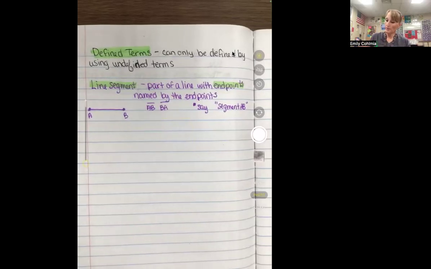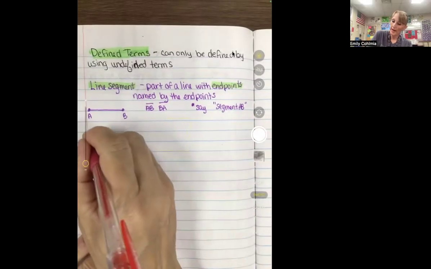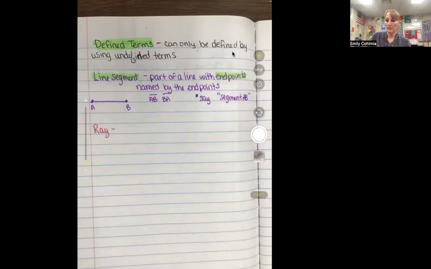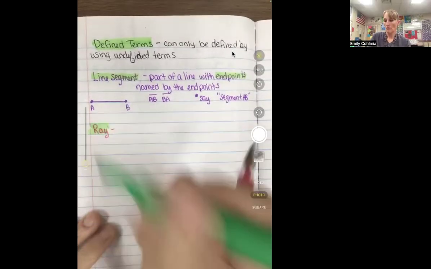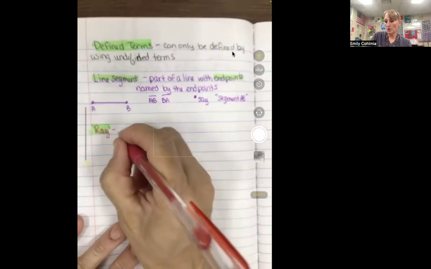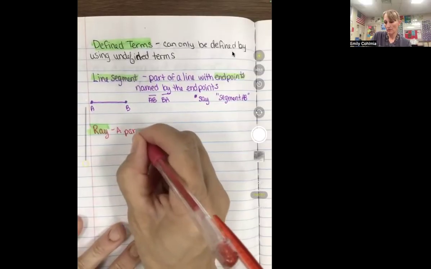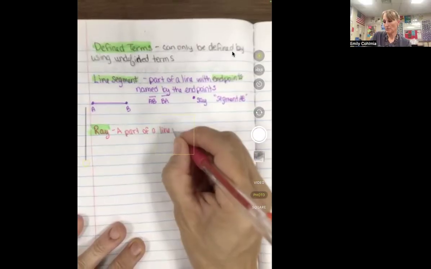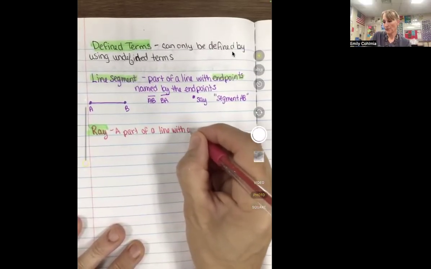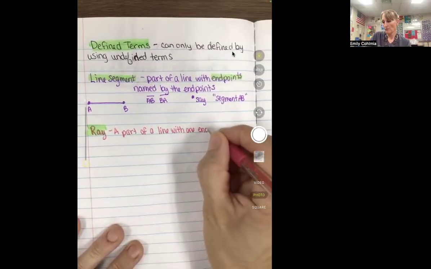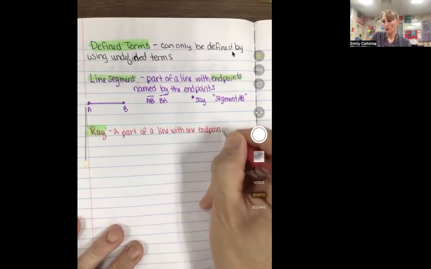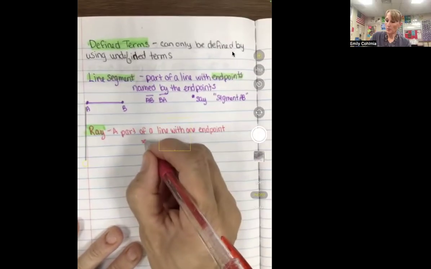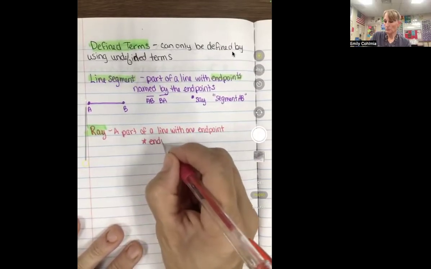Our next vocabulary term is a ray. A ray is a part of a line with one endpoint. Some people call these arrows. The endpoint is always named first.